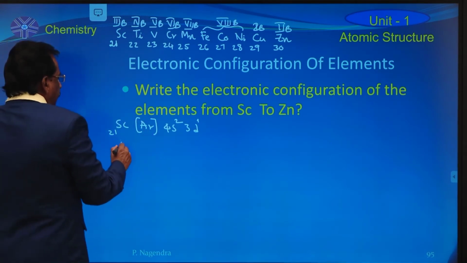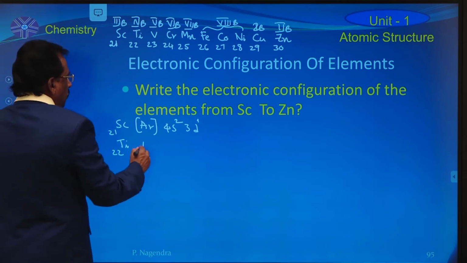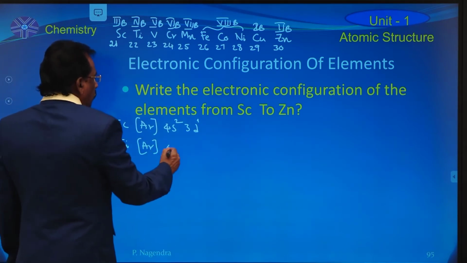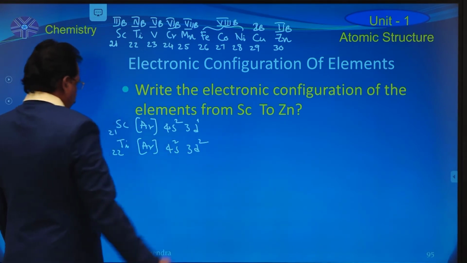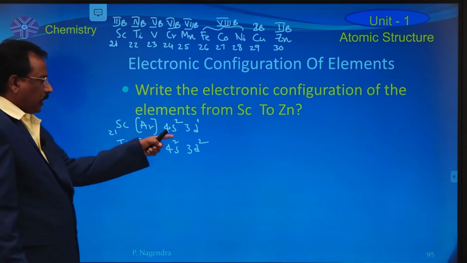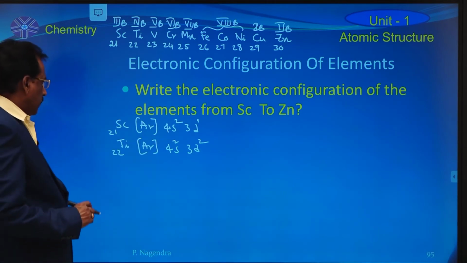And titanium. Its atomic number is 22, so its outer electronic configuration is 4s2 3d2, 18 plus 2 is 20, 20 plus 2 is 22.